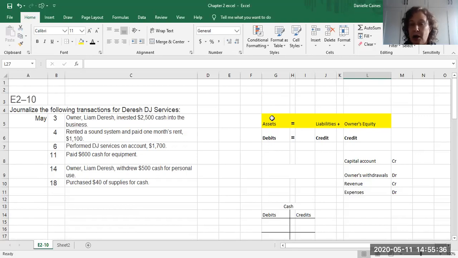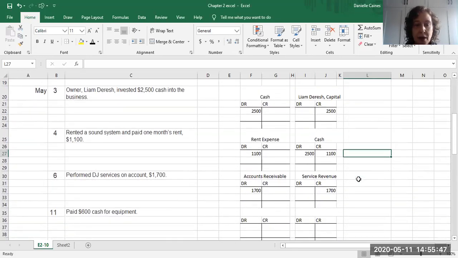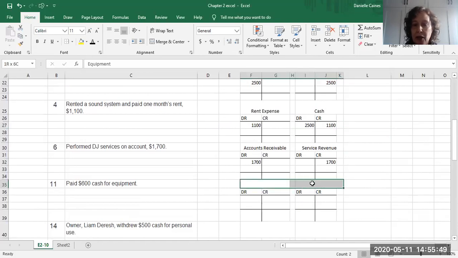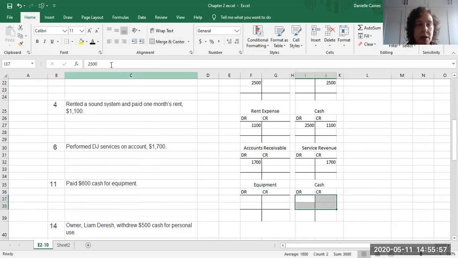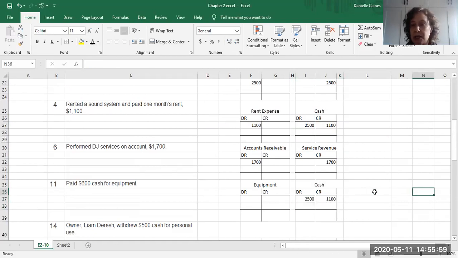We're reducing our cash. So we're reducing an asset. So cash is going to be a credit because it's the one that's going to be reduced. So we're going to have our two accounts here, equipment and cash. We already had some cash entries here, so I'm going to show you those. We're keeping a running balance of our T account.